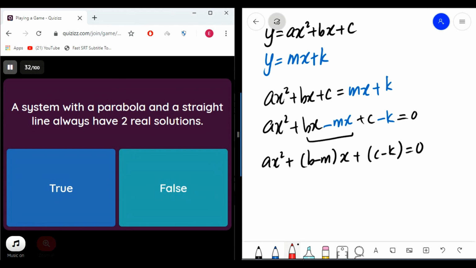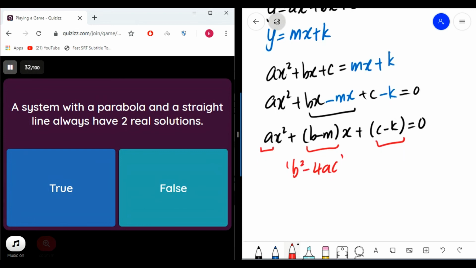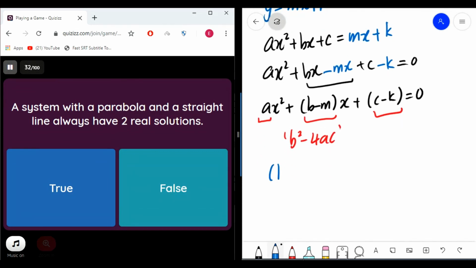You see, this is actually in quadratic equation standard form. This is your a, this is your b, this is your c. When we take b squared minus 4ac, meaning we take (b minus m) squared minus 4a times (c minus k).